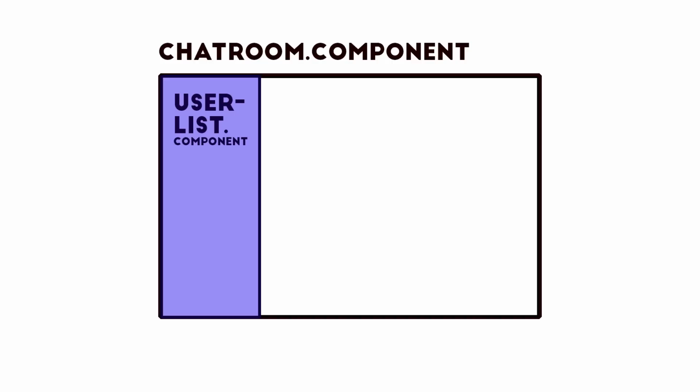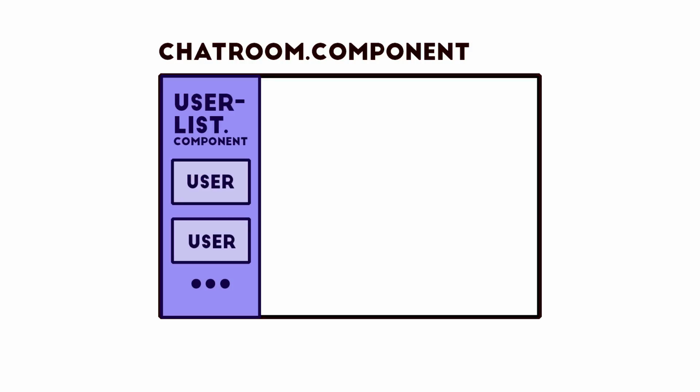I think the contents of our chat room component will basically consist of a user list on the left side of the screen here. This user list component I'm picturing as just a container for our individual user components. The user components themselves will be more or less just presentational components, which will just display the username if the user is authenticated.